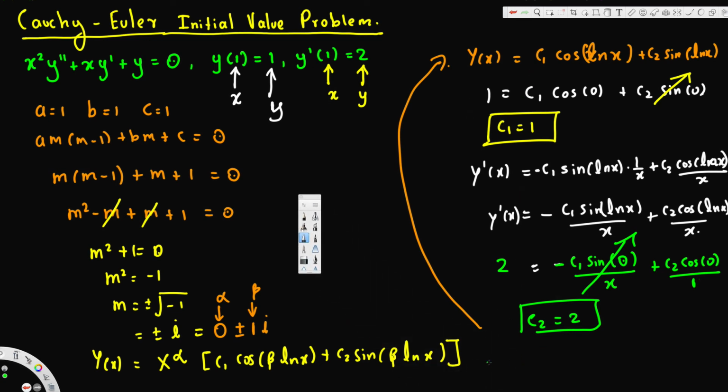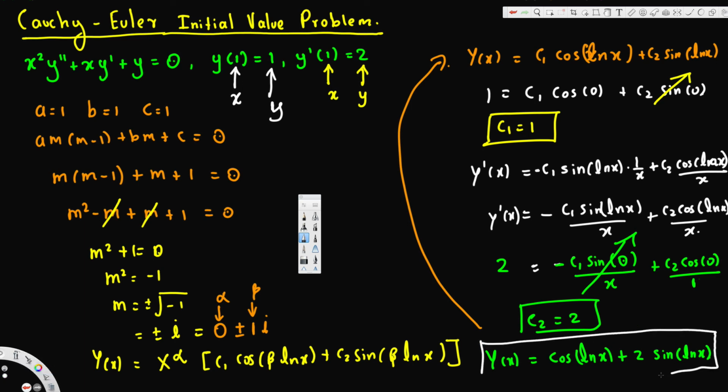The particular solution of this differential equation is going to be y of x is equal to C1. C1 is equal to 1. So this is going to be cos ln x plus C2. C2 is 2. 2 sine ln x. And this is going to be our particular solution of this differential equation. And that's how we do that.